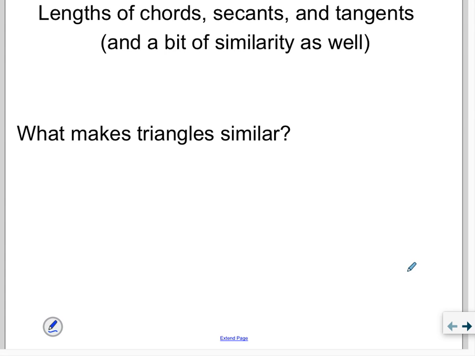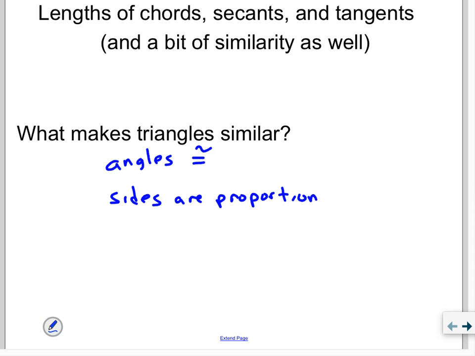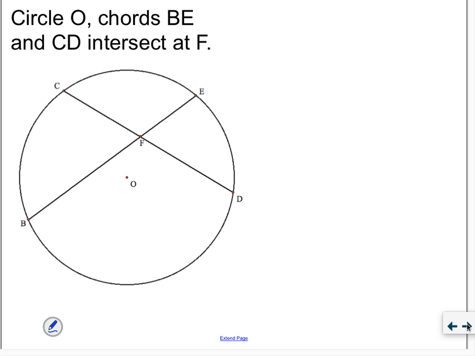If two triangles are similar, it means that their angles are congruent. But it means also that their sides are proportional, which means that we can write a proportion, if we'd like, to represent the lengths of the sides. So let's go through the first one.